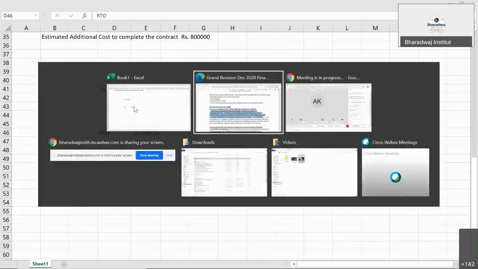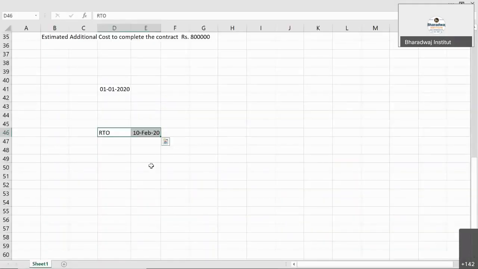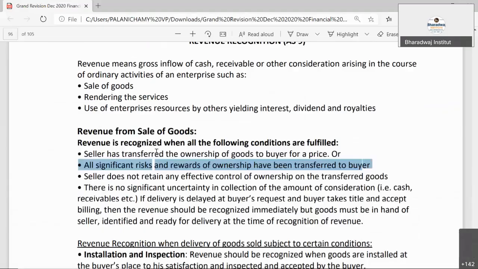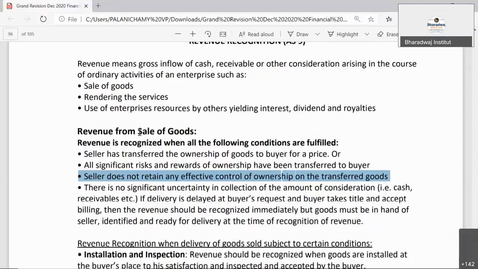So without registration, the vehicle should not be handed over also. That is about the seller having transferred the ownership, or the risks and rewards of ownership, to the buyer. In this example, risks and rewards are transferred only on 10th February 2020. Seller will not have any control over the ownership of the goods after 10th February 2020. This one arises when there is a problem in recovering money.